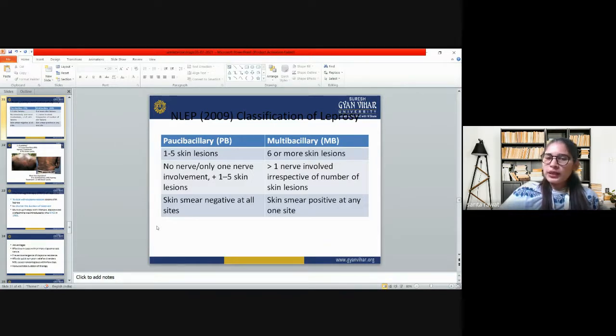When we talk about PB, it has 1 to 5 skin lesions, no nerve or only one nerve involvement, and the skin smear is negative at all the sites. When we talk about multibacillary leprosy, it has 6 or more skin lesions, irrespective of number of nerves involved, and skin smear positive at any one site.